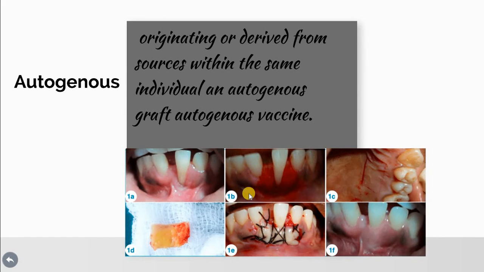We have the term autogenous. It means originating or derived from sources within the same individual, as we have in autogenous grafts or vaccines. So auto means self, genous is derived from, so it's derived from self. For example, in cases of free gingival graft, we take keratinized epithelium from the palate and we graft it to the area of recession.